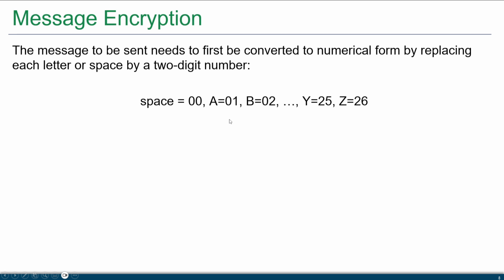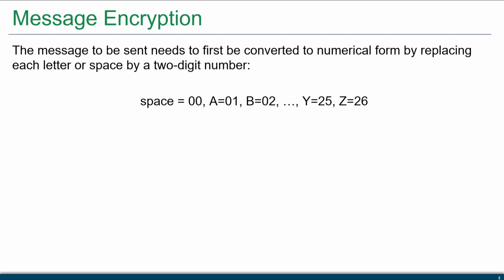Well, what we're going to do in this example is just keep something very, very simple. We're just going to encrypt spaces and letters. So we're going to assign a 2-digit number to this. So the message to be sent needs to be first converted to numerical form by replacing each letter or space by a 2-digit number. So the space will be represented by 00. A, being the first letter of the alphabet, gets 01, B 02, and if we continue this all the way down the alphabet, with 26 letters in the alphabet, Y is going to be equal to 25, Z is going to be equal to 26.